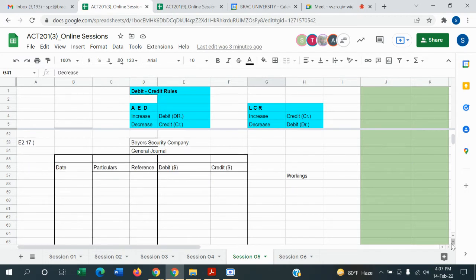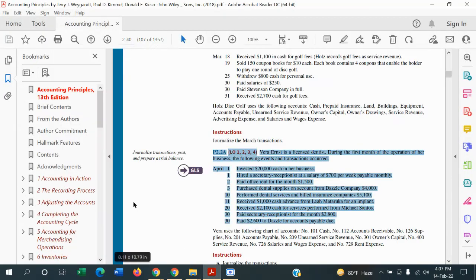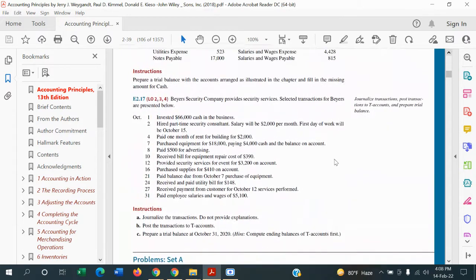And whenever we want to do a journal, we definitely have to follow a format. Say for example, we are going to solve a problem of E217 from your book. Here it is. E217, we are going to solve this problem, and some transactions are given here for Bayer Security Company. It's a security company, so security service is their main activity. The transactions regarding October are given here. You are asked to do the journals for these transactions.